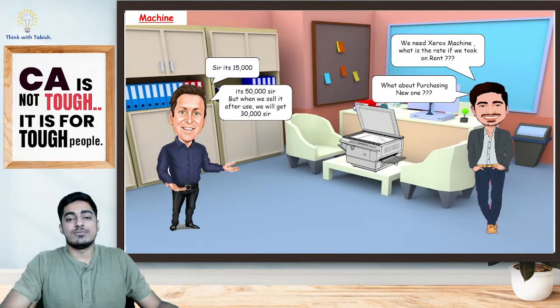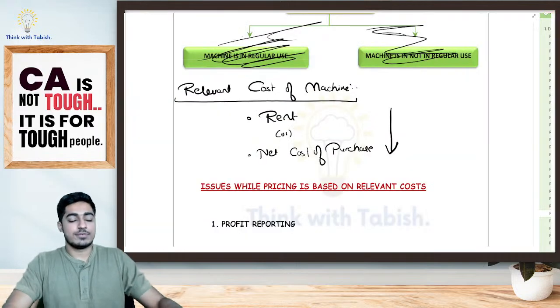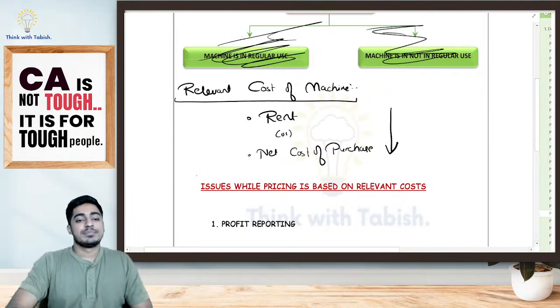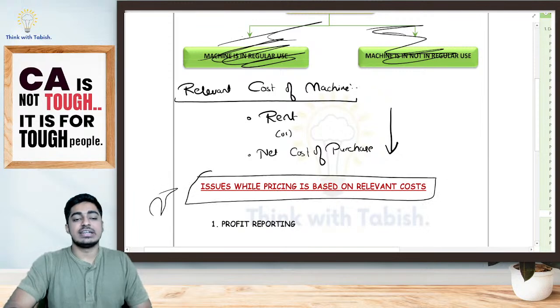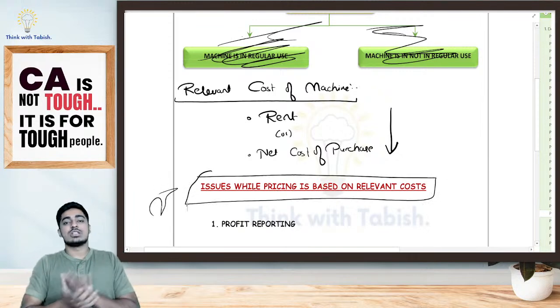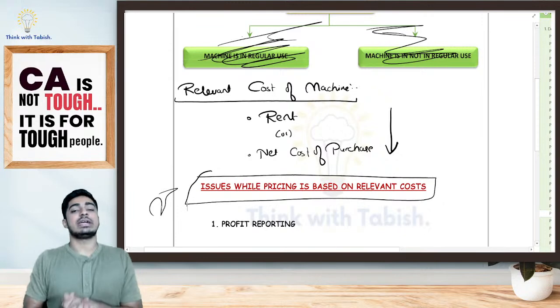Yes, so with this we've finished the concept of relevant costing. Concept 1C, relevant costing. Issues while pricing is based on relevant cost, we will discuss it later. Now let us try to revise the concept one more time, students. Everyone pay attention with me.